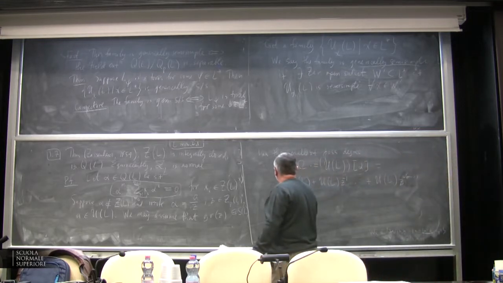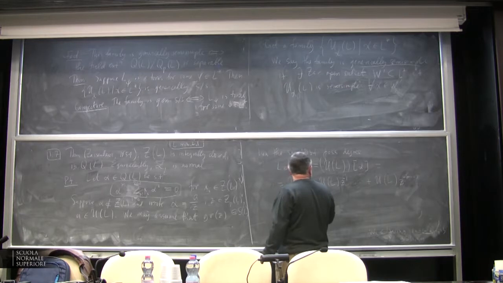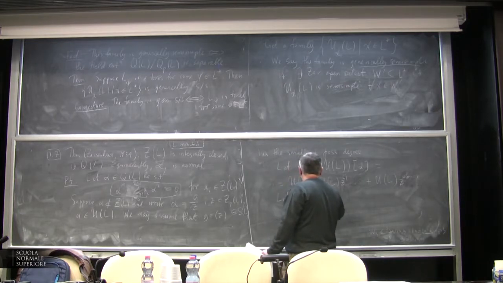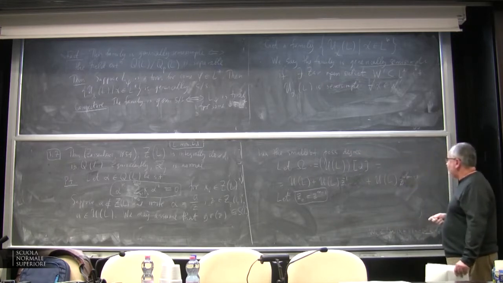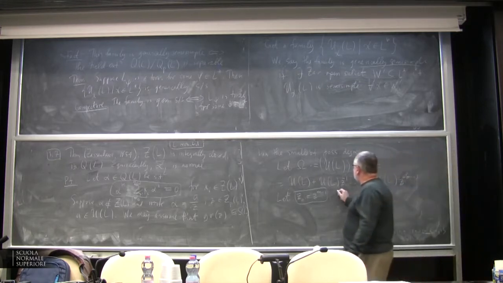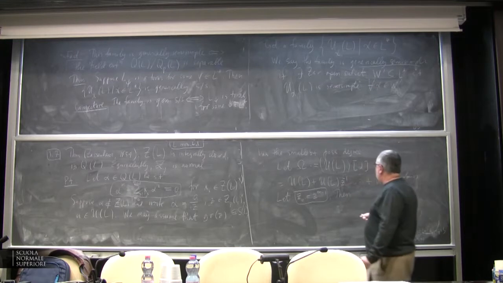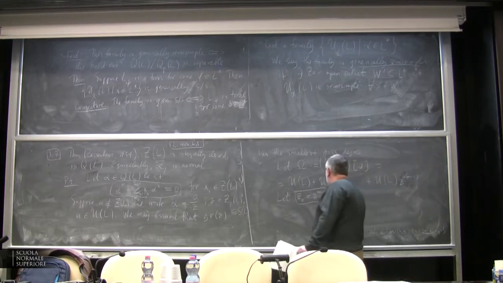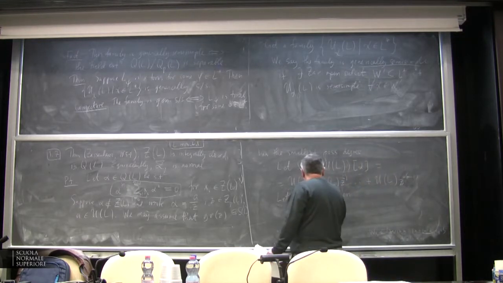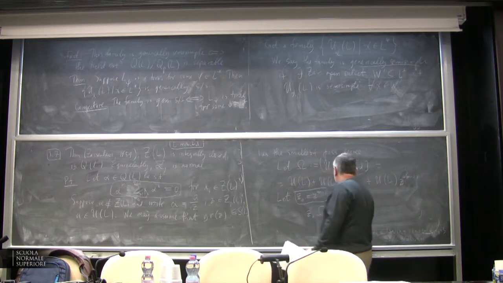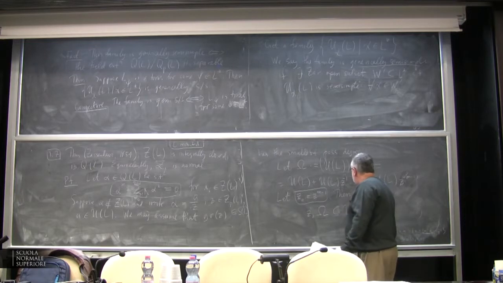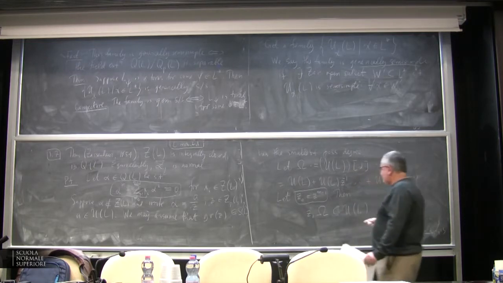Now we introduce a notation. So we write z_0 to be z to the power n minus 1, just to simplify notation slightly. Then we know that omega, when we multiply by z_0, will be contained in U(L).